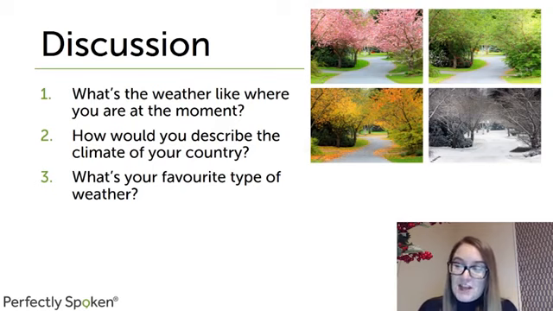And my favourite type of weather, well, my favourite season is autumn. I like the temperature then. I like the fact that the leaves are changing colour. But I do like to live in a country where we have different seasons, so we get to experience hot weather, cold weather, even rainy weather sometimes can be very nice. So these are my answers, but what about you? How would you answer these questions?